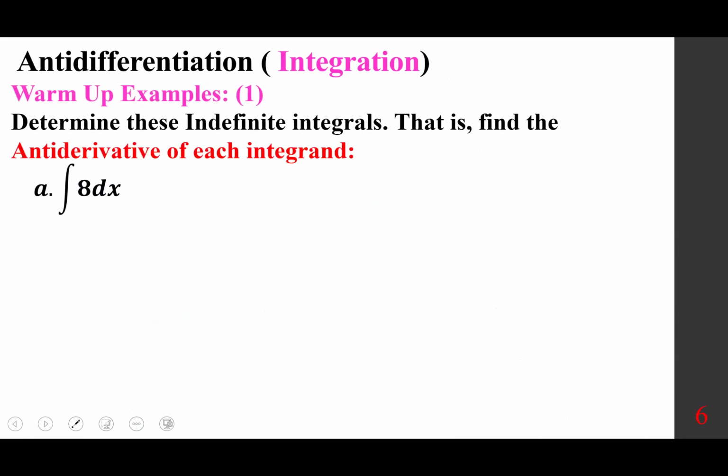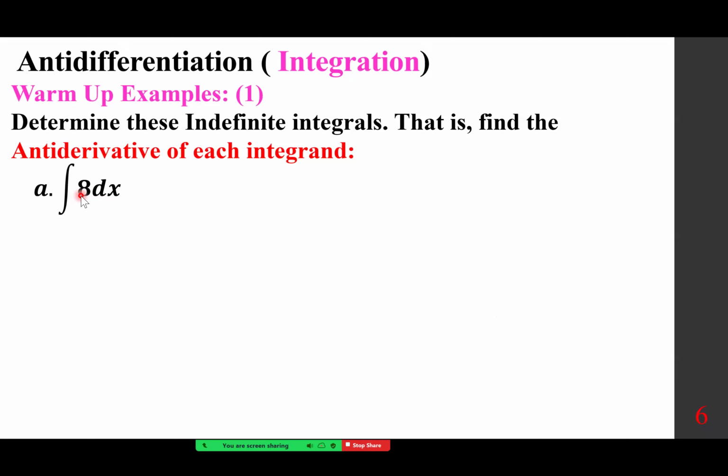Let's do some warm-up examples here, okay? Determine these indefinite integrals, that is, find the antiderivative of each integral. When you want to integrate this, first of all, this dx plays a huge role. It's a very important role, and it tells us what the independent variable is. Other than that, you have to be concerned with just 8. Think of something you differentiate and you get 8. Anything comes to mind? Any function? What can you differentiate to get 8?